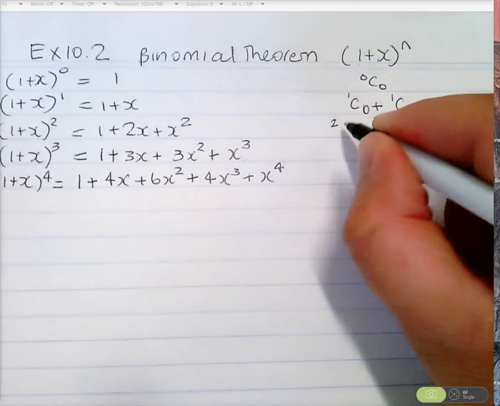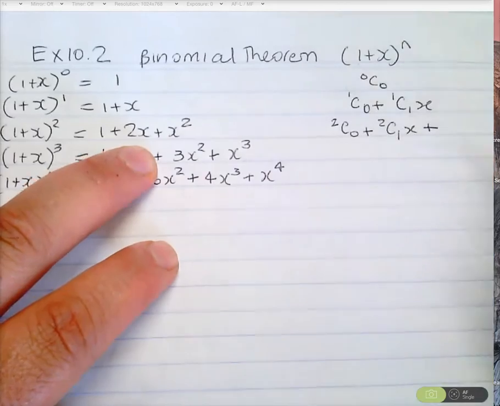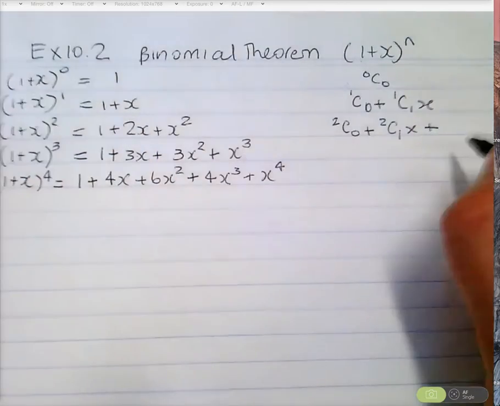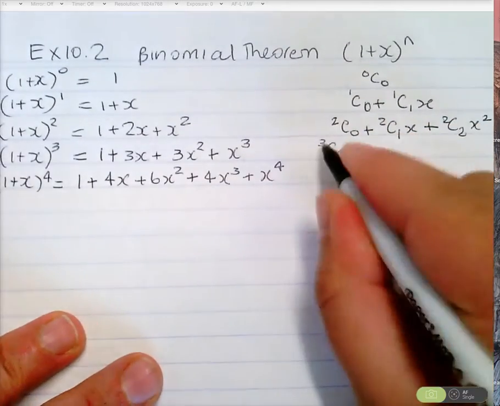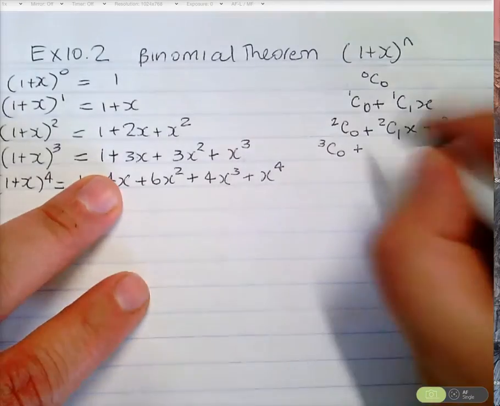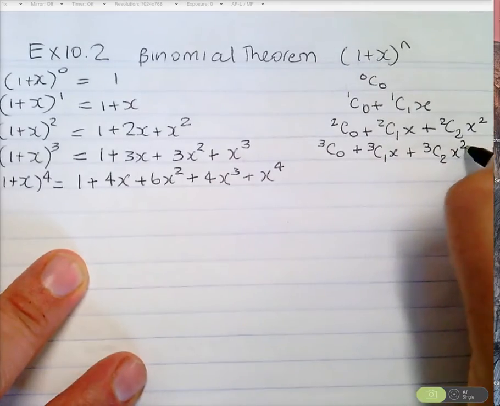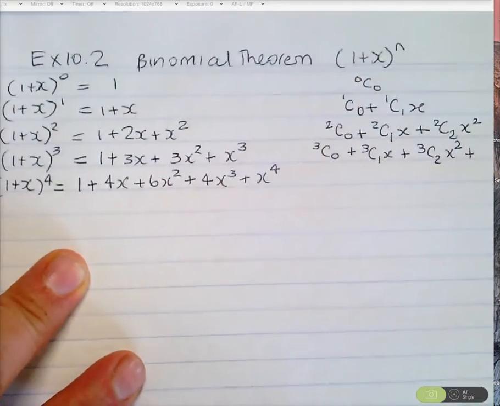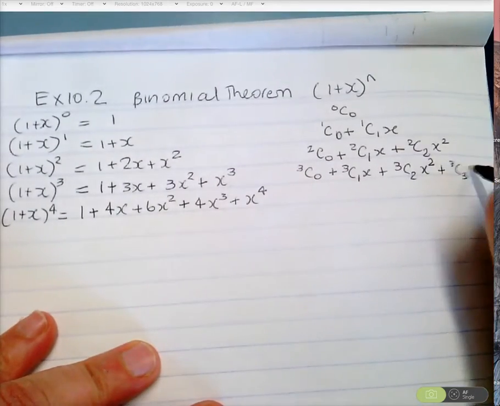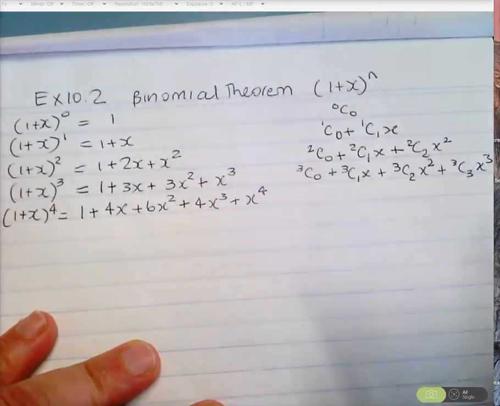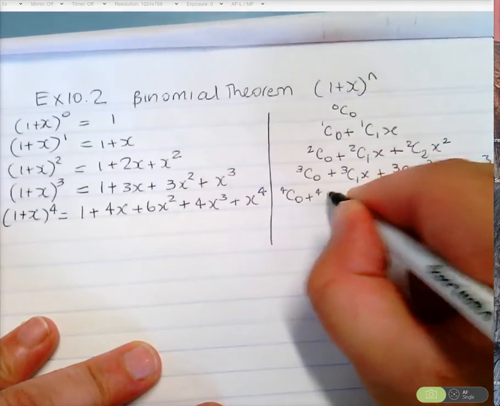Then what do I write next? 2C0 plus the coefficients written as 2C1x plus, what do I write next? 2C2x squared. And then I write 3C0 because that just gives you the 1 plus, what's next? 3C1x plus 3C2x squared plus 3C3x cubed. Now we're going to write the general term in a minute. And same thing using this C notation, 4C0 plus 4C1x.